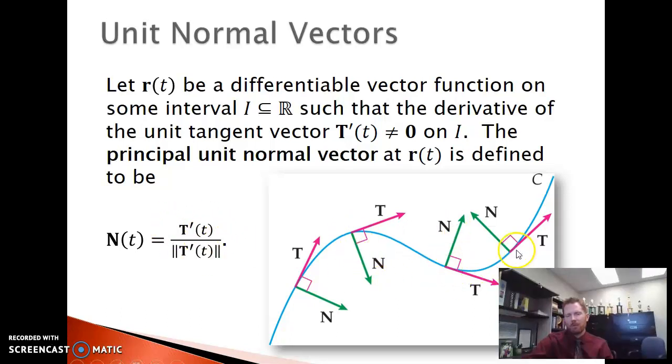So here n's pointing this direction and this direction, because that is into the curvature as opposed to outside the curvature. So something to keep in mind if you're using graphing software such as CalcPlot 3D to verify that you've done things correctly. Your principal unit normal vector should always point into the inside.